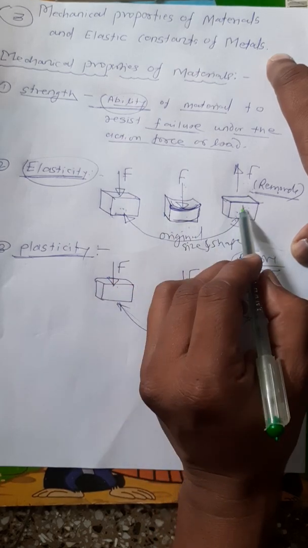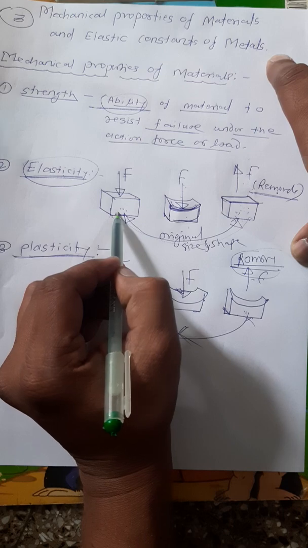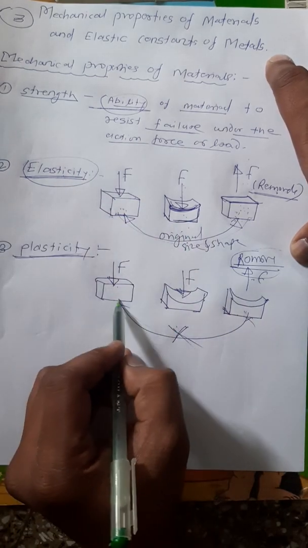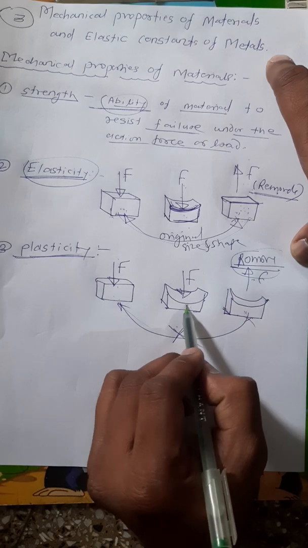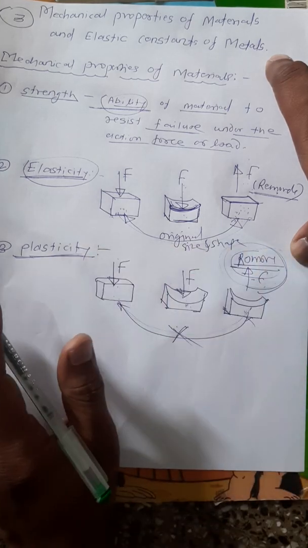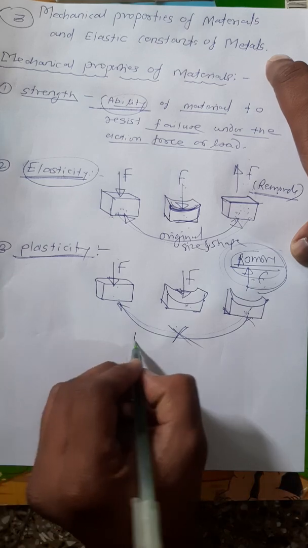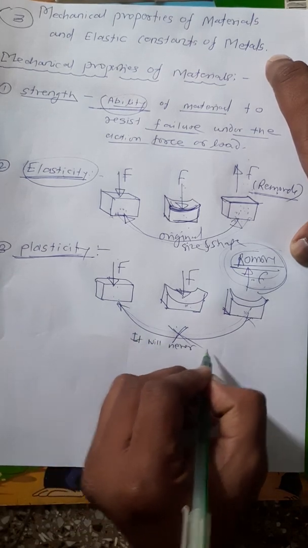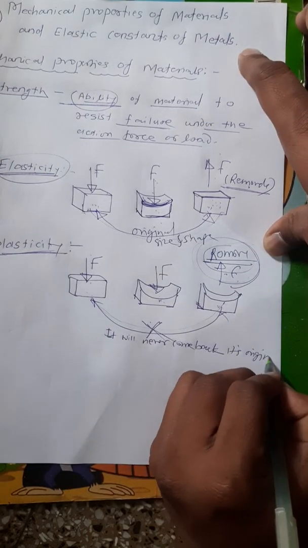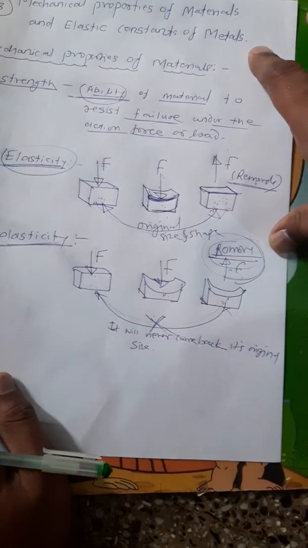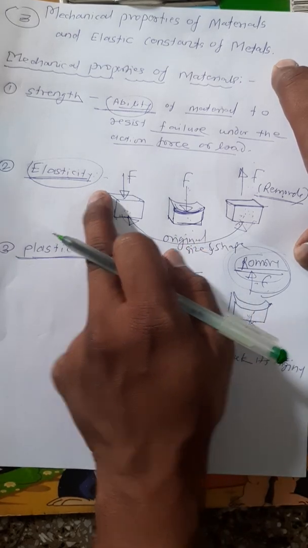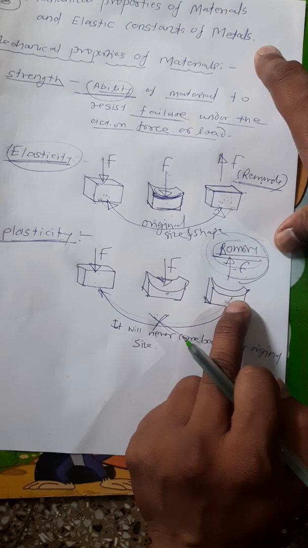But what happened in elasticity? Whatever force you apply, when you remove that applied force, it comes back to its original size and shape, even though deformation was there at that time. But in plasticity, when you apply the force, it goes deformed. But after removal of that applied force, it will never come back to its original shape and size. So this is plasticity. In elasticity it comes back to its original size and shape after removal of force, but here it will never come back.